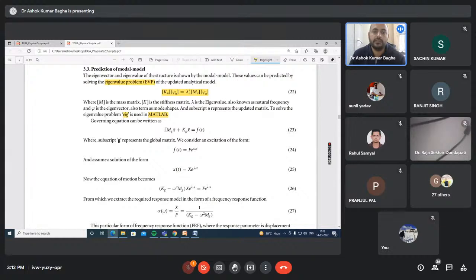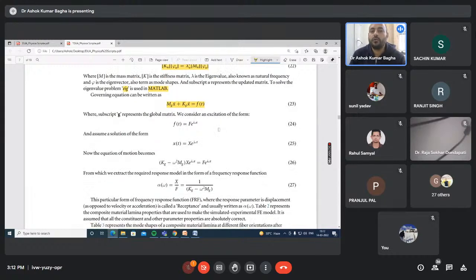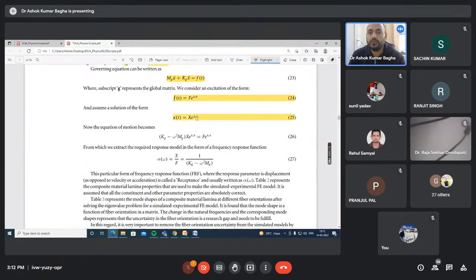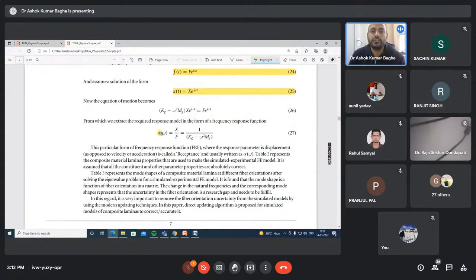Let us say that there is an equation of motion with the inertia force as well as a spring force. There is no damper, let us say. And already we told you that a harmonic force is acting on the structure. If the force is harmonic in nature, the response will also be harmonic in nature. So when you find x dot and x double dot and put them here, you will reach this equation. This is the frequency response function, abbreviated as alpha omega equals x by f, right? So 1 over k minus omega square m.